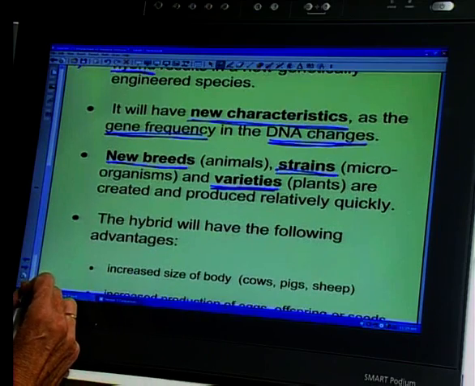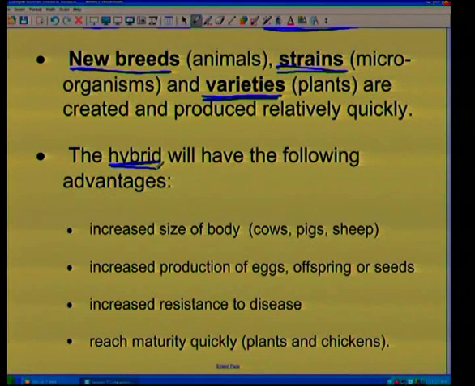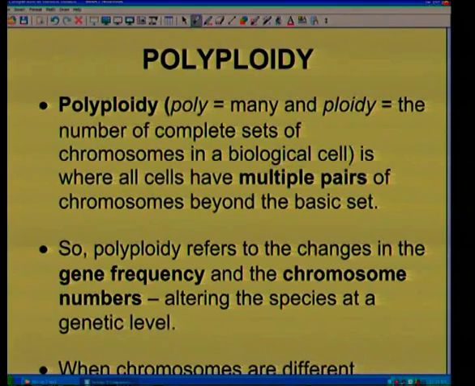Now, there's something else here that's very important. This hybrid or mixture that results when we have new breeds or strains or varieties, etc., sometimes that hybrid will have advantages. Now, what is it? We can, in agriculture, increase body size. So you get bigger sheep, bigger cows, bigger pigs, and we get more meat. Increased production of eggs, offspring, or seeds. Increased resistance to disease. Reach maturity quickly so that they can grow quicker so we can eat them quicker. Okay. And all of this is what we do as humans.